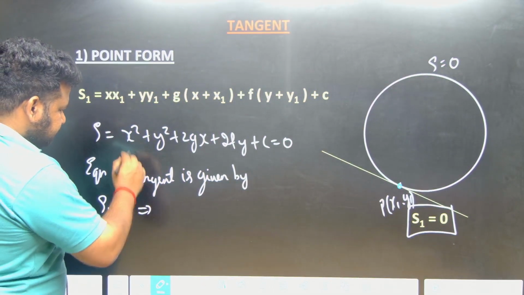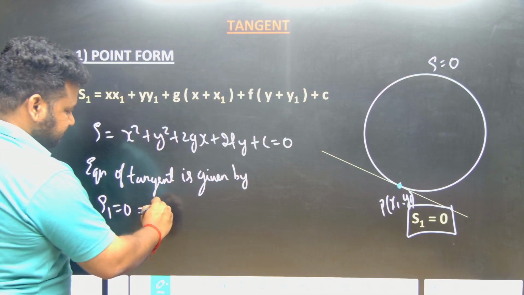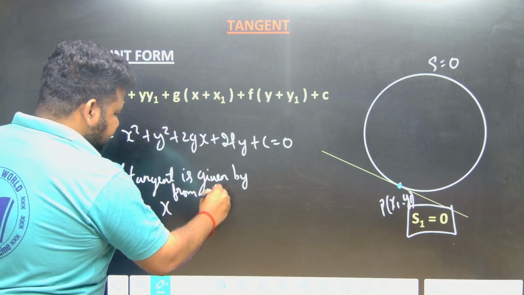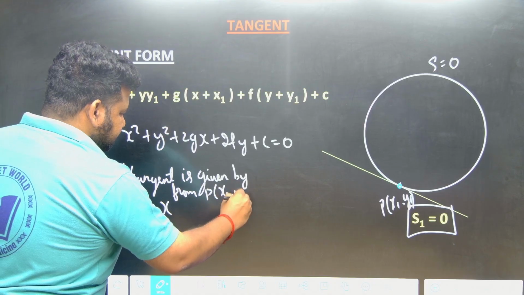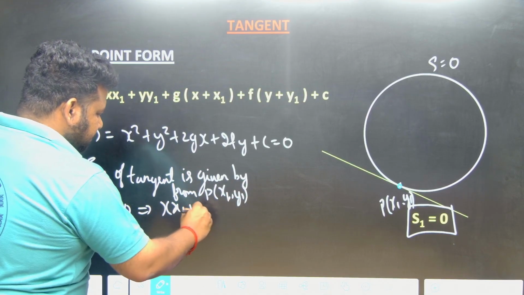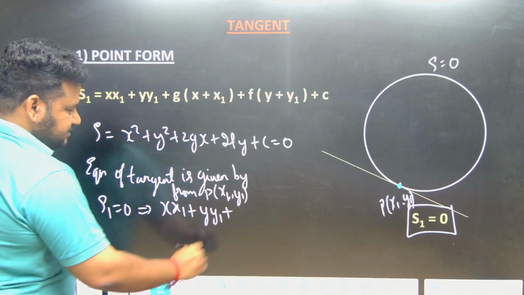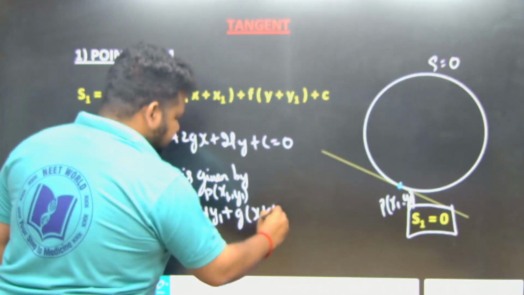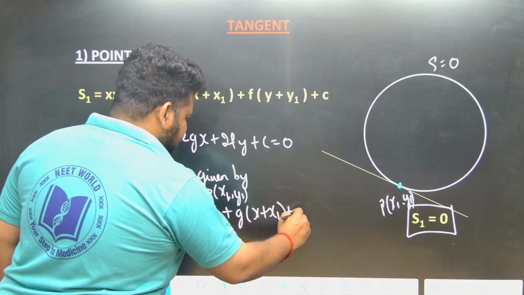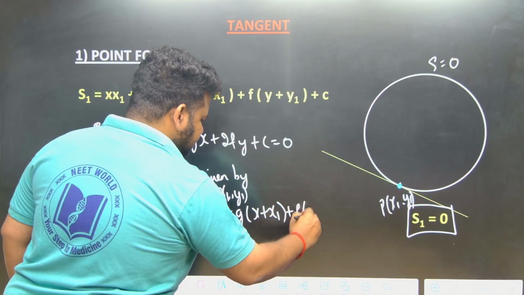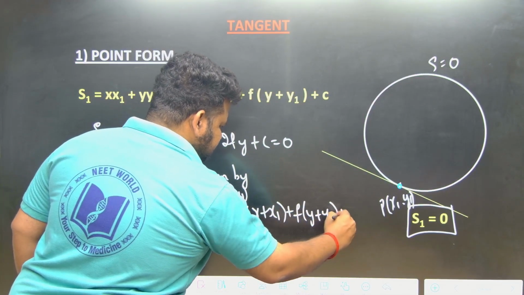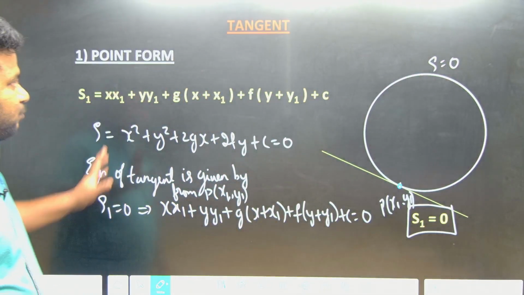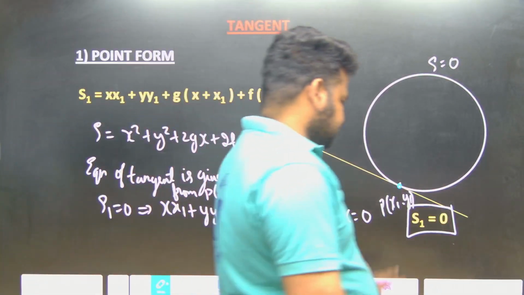What is S1 here? S1 is nothing but wherever x square is there, you should replace it by xx1. The equation of tangent from P x1 y1 is given by xx1, y square will become yy1, g into x will become g into (x plus x1), and f into y will become f into (y plus y1), plus c is equal to 0. This is the equation of the tangent from a point. That is the point form equation of the tangent, S1 is equal to 0.